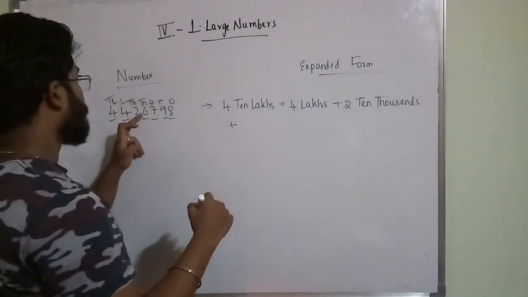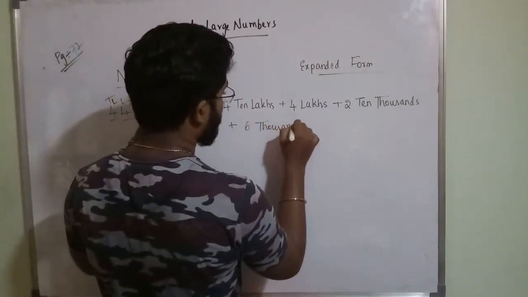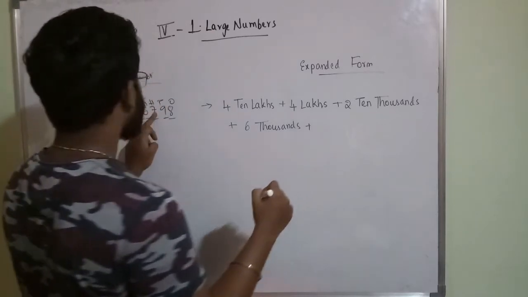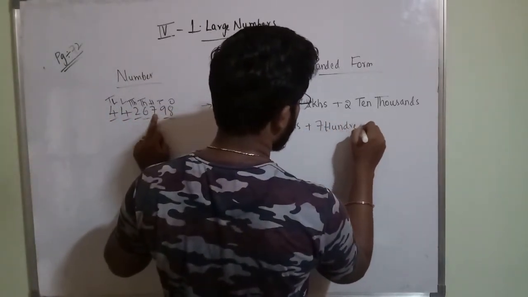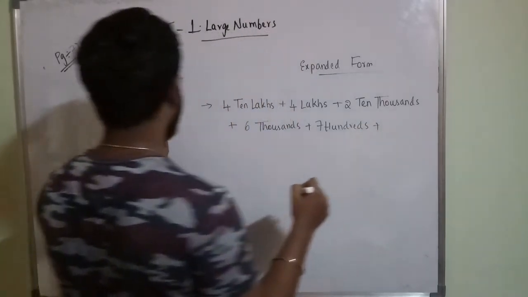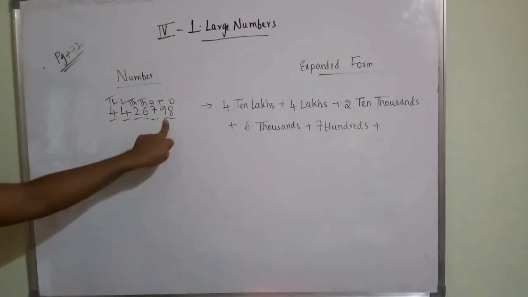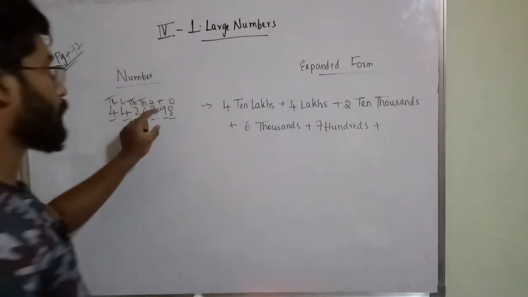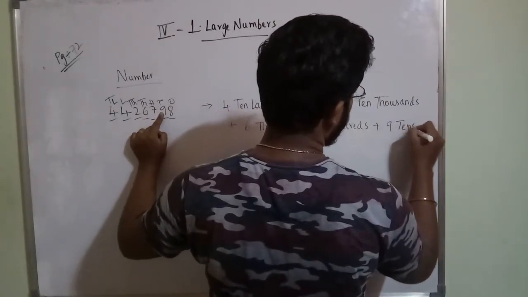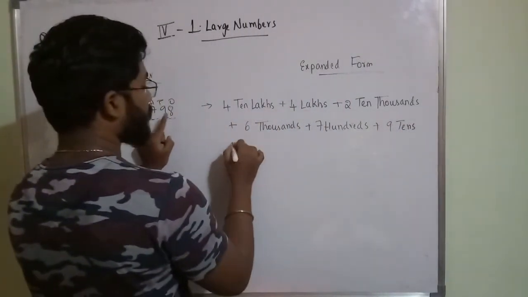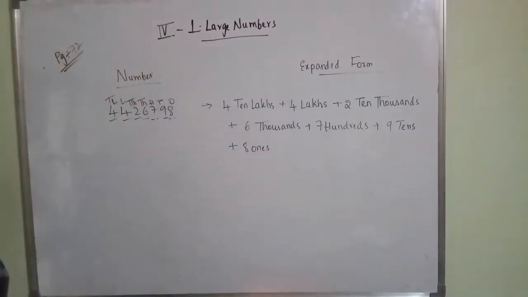Plus 6,000s, plus 7 in hundreds place, so 700s. You have to see each time; it is not possible for me to say which digit is in which place. So 9 tens, you have to see that carefully. And 8 is in ones place, so 8 ones. So what is the expanded form?